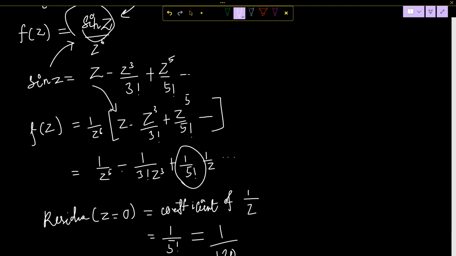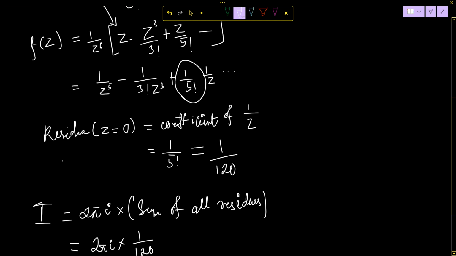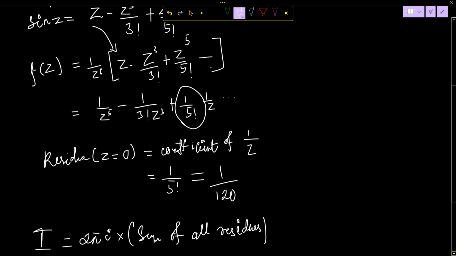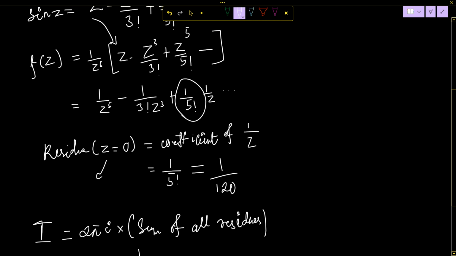So 1 by z to the power 5 minus 1 by 3 factorial z to the power 3 plus 1 by 5 factorial 1 by z dot dot dot. Okay, so the residue at z is equal to 0. Why z equal to 0? Because z to the power 6 is the denominator, so I have to equate it to 0, right? So z equal to 0 is one of the poles. This is the pole, right?